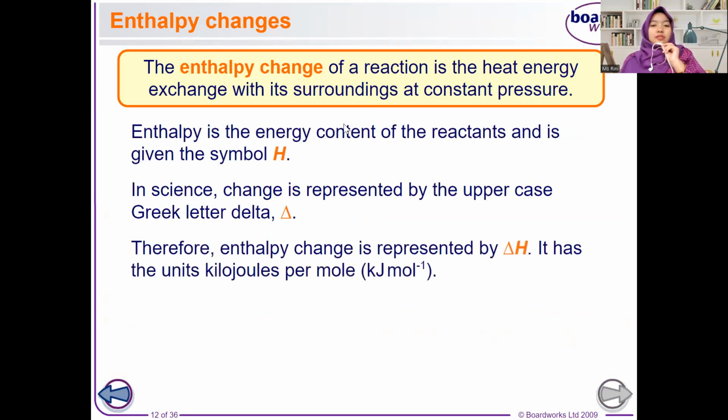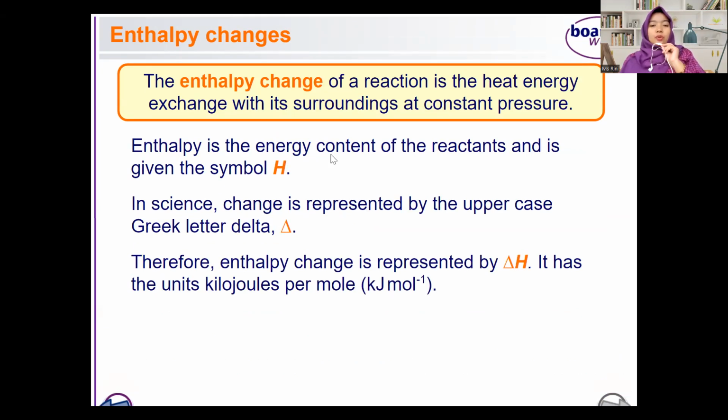The enthalpy change of a reaction is the heat energy exchanged with its surrounding at constant pressure. Enthalpy is the energy content of the reactant and is given the symbol H. In science, change in is represented by the uppercase Greek letter delta, and therefore enthalpy change is represented by delta H. It has the unit kilojoules per mole.